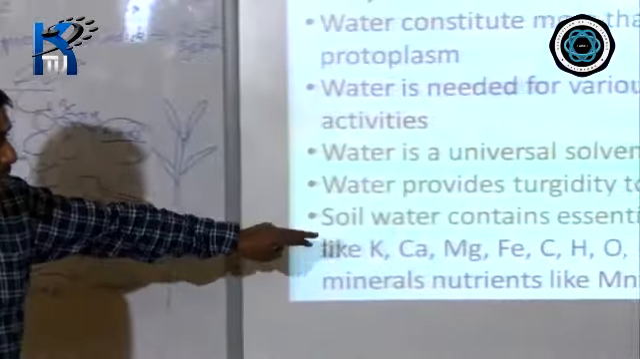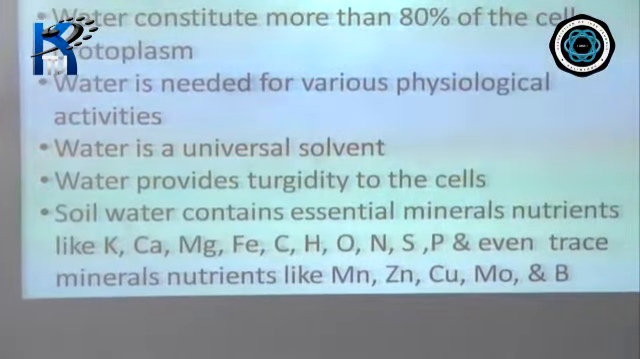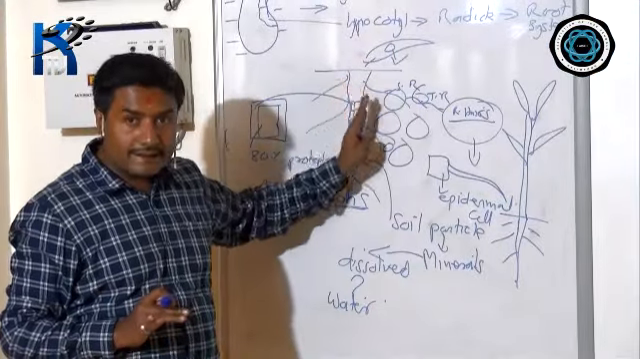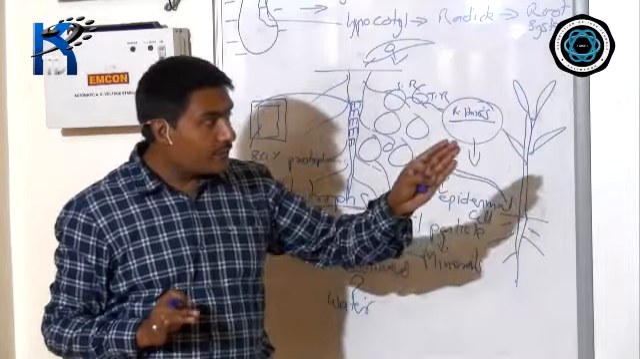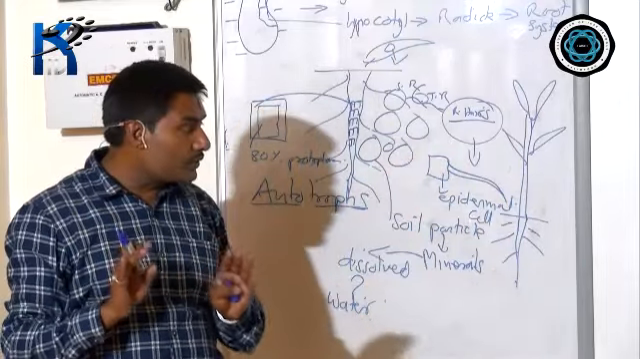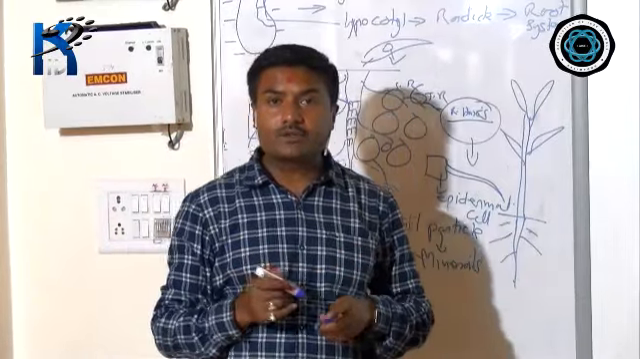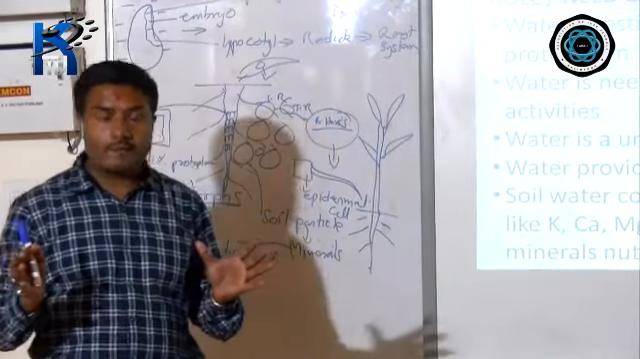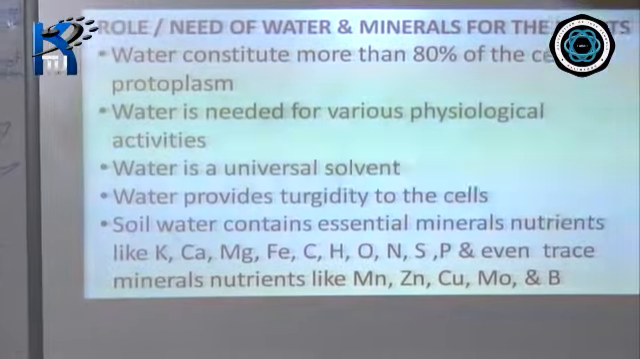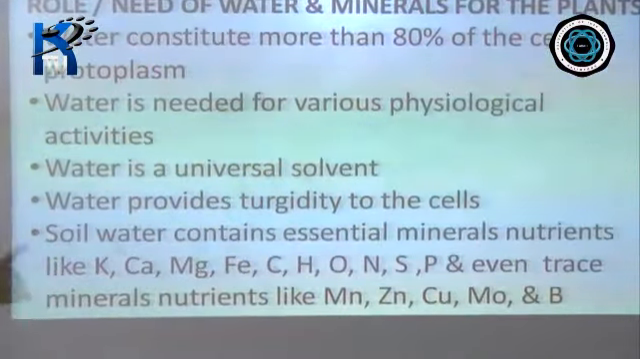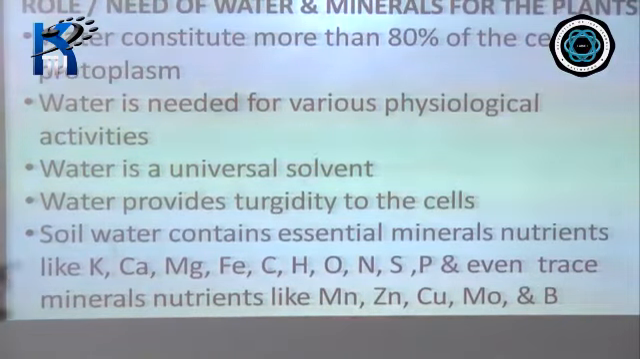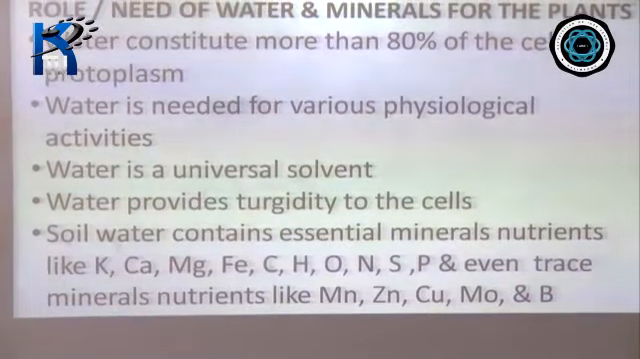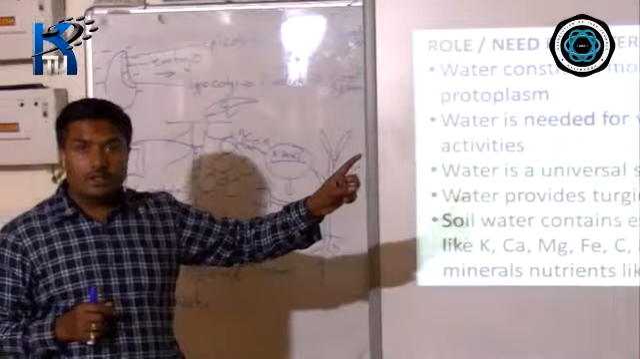Next one, soil water contains essential mineral nutrients. That means the water existing in the soil particles has various essential nutrients. And what are those nutrients? When I say essential nutrients, you have to understand these are the nutrients that the plant requires for normal functioning, like potassium, calcium, magnesium, iron, carbon, hydrogen, oxygen, nitrogen, sulfur, and phosphorus. These are required in larger amounts, in good quantity. Therefore, they are called essential mineral nutrients.